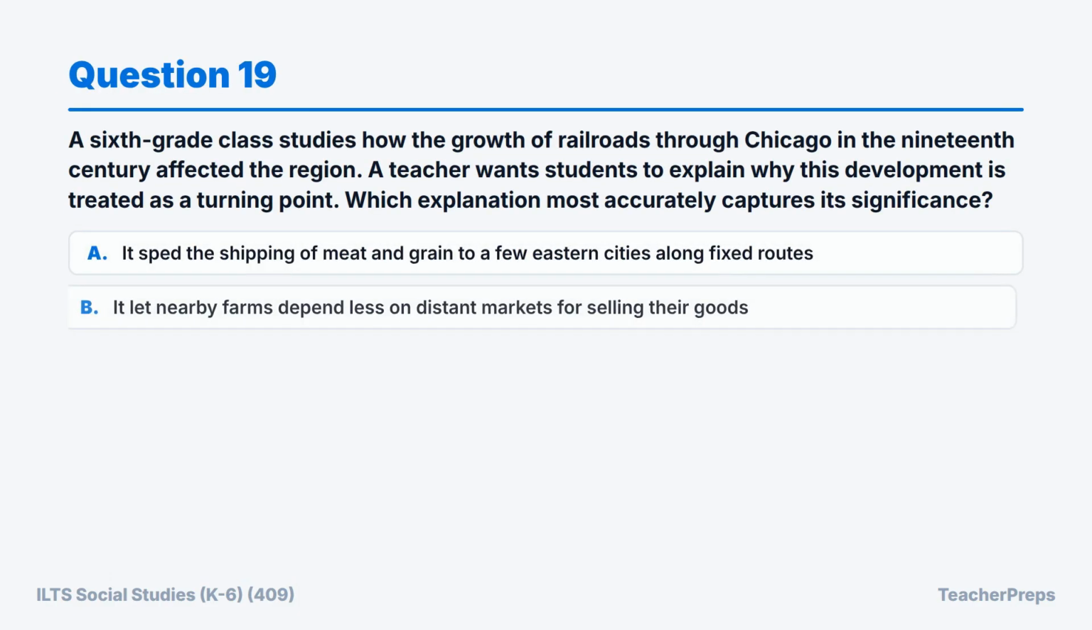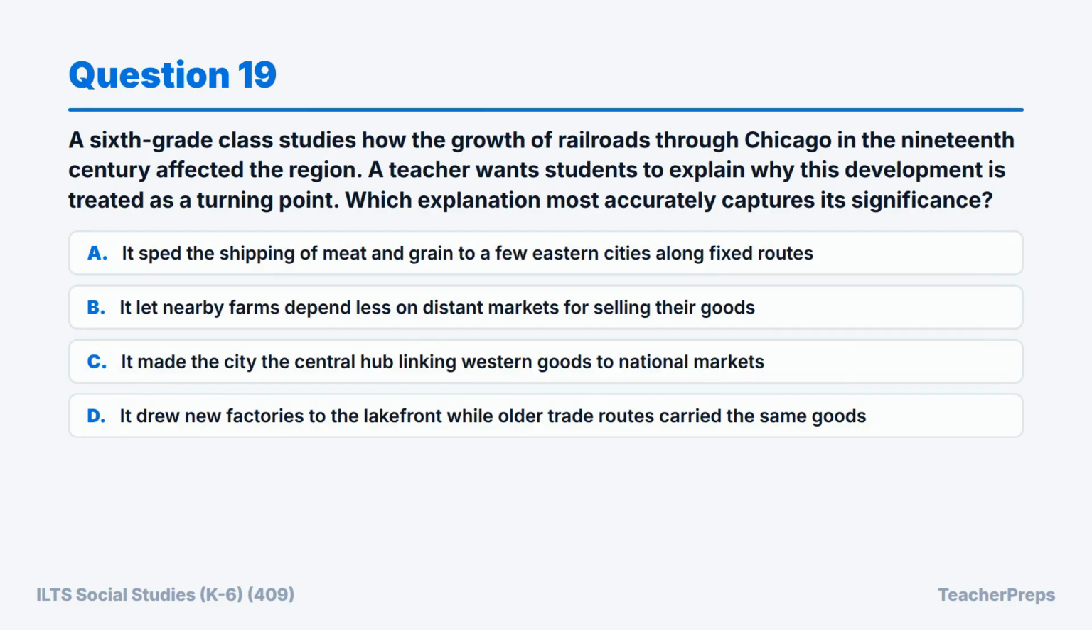Question 19. A sixth-grade class studies how the growth of railroads through Chicago in the 19th century affected the region. A teacher wants students to explain why this development is treated as a turning point. Which explanation most accurately captures its significance? Pause the video and select the best answer.